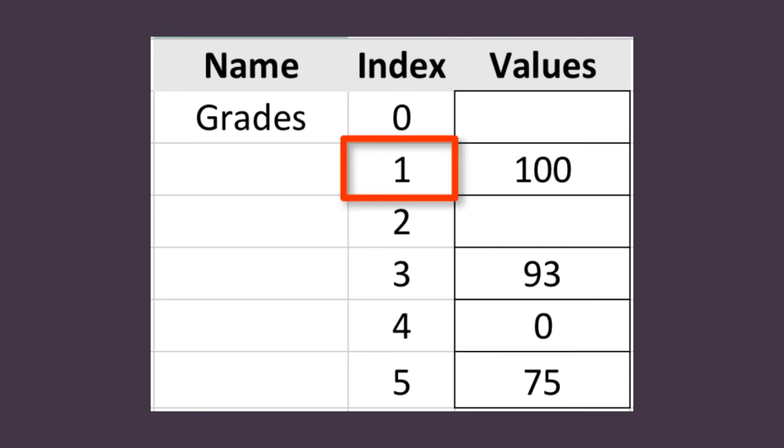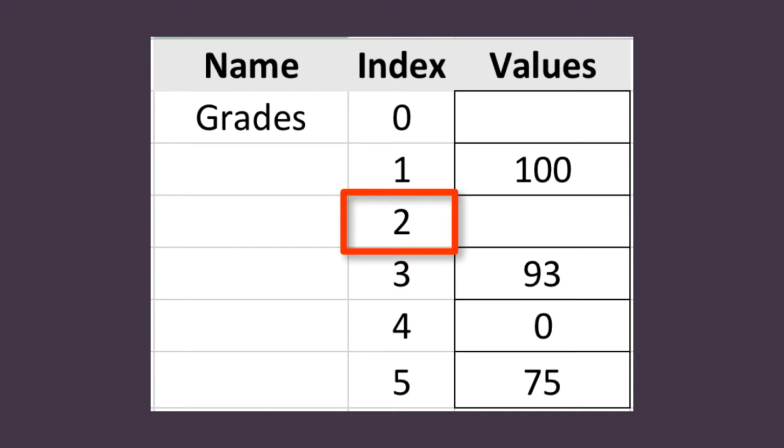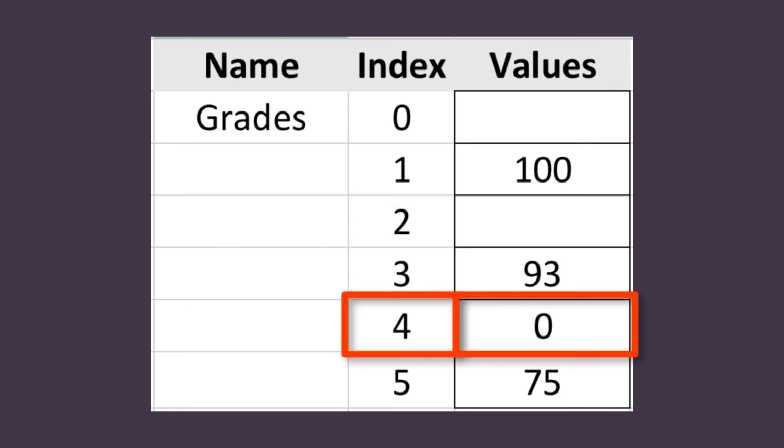If I go to index 1, you'll notice that the value stored there is 100. So if I said, hey, what's at index 1 in the grades array? You would say 100. Index 2, it is empty. Notice that index 3 has a 93 in it. Index 4 has the number 0 in it. Number 0 is a number. Note that having the number 0 in this specific list is different than having nothing in a location. 0 is something, it's just 0.